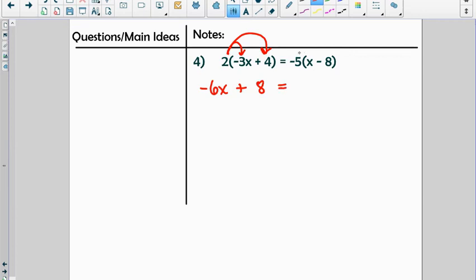On the right-hand side, we're going to distribute the negative 5. Negative 5 times x is negative 5x. And a negative 5 times a negative 8 is a positive 40. If you feel like you're up to it, this would be a good time to pause the video and try to finish solving this two-sided equation on your own.